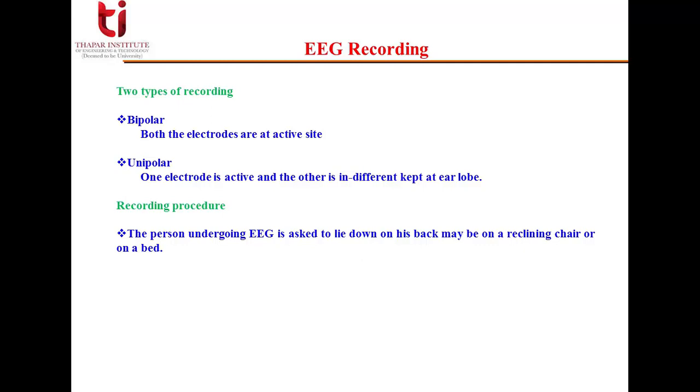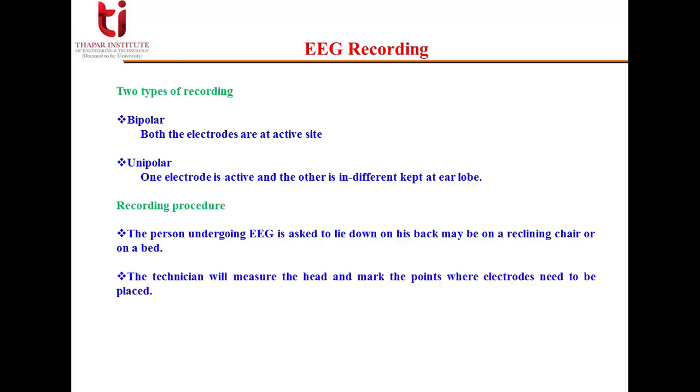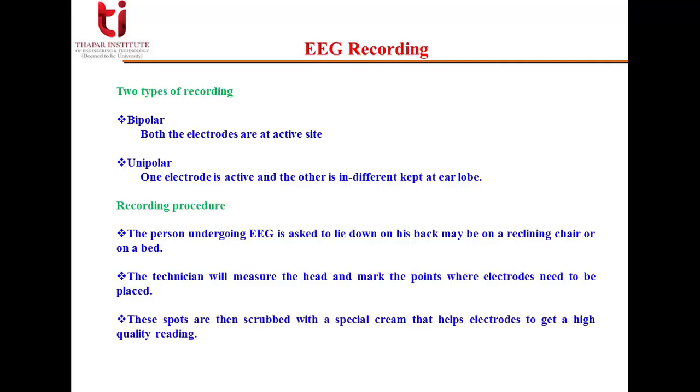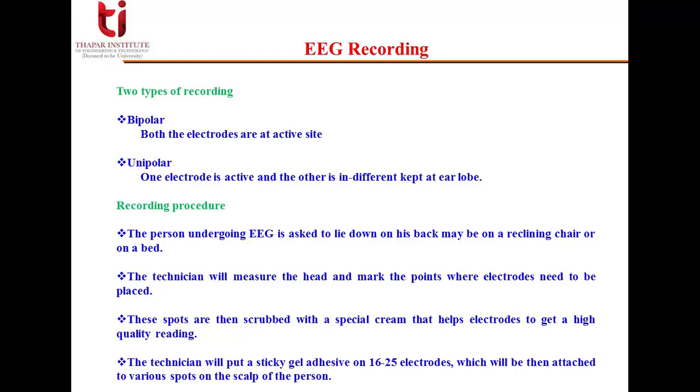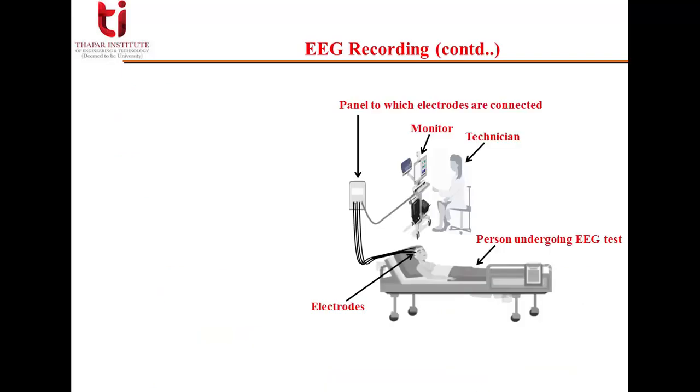The person undergoing EEG is asked to lie down on his back, maybe on a reclining chair or on a bed. The technician will measure the head and mark the points. Maybe it is using the 10-20 system or any other, but the maximum use is the 10-20 electrode system, where the electrodes need to be placed. These spots are then scrubbed with a special cream that helps electrodes to get a high quality reading. The technician will put a sticky gel adhesive on about 16 to 25 electrodes, which will then attach to various spots on the scalp of the person. You can see this in this figure also.